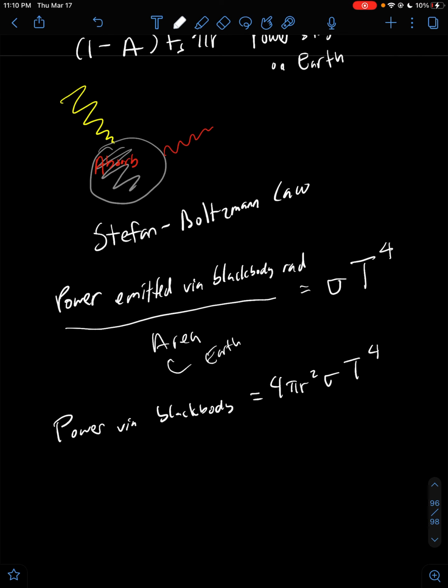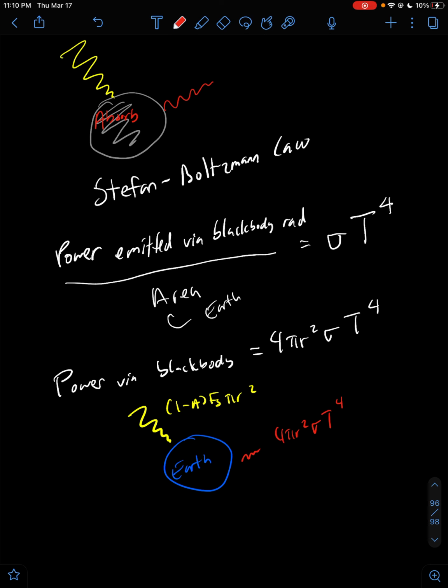Now let's just draw some tiny Earth. The Earth is going to take in (1 minus a) Fs pi r squared, and the Earth is going to release 4 pi r squared sigma T to the fourth as blackbody radiation. Now we are going to assume that the Earth is in thermal equilibrium.